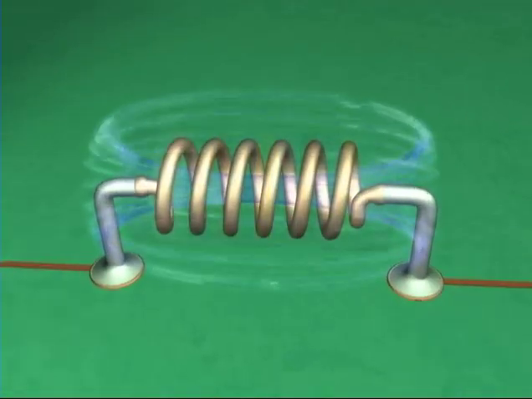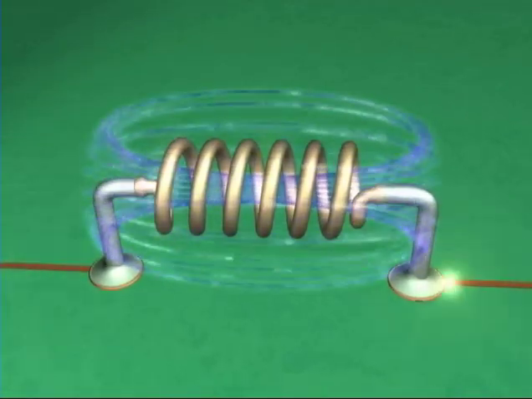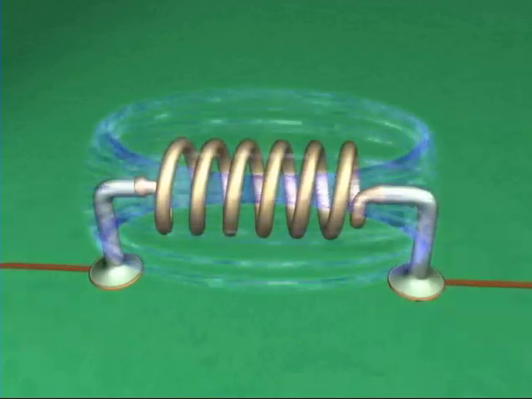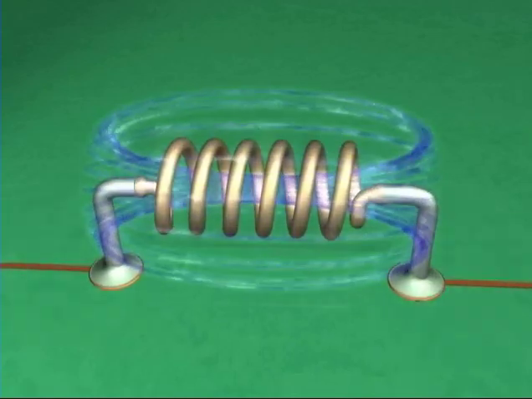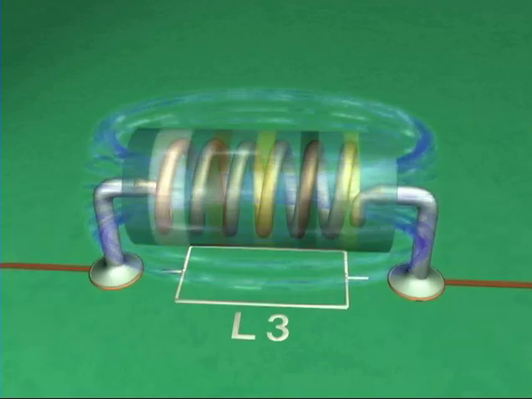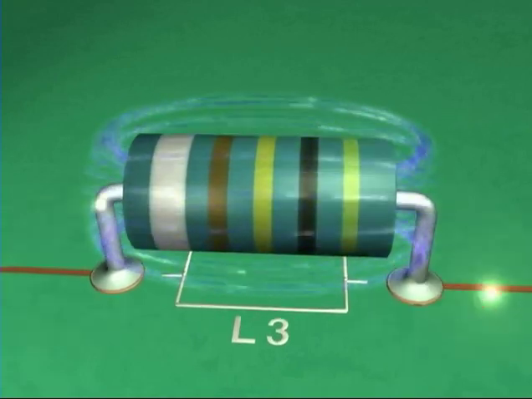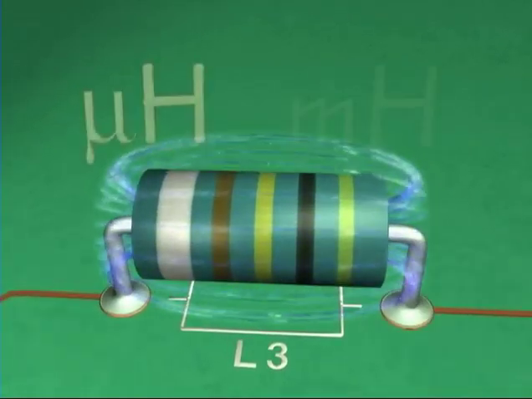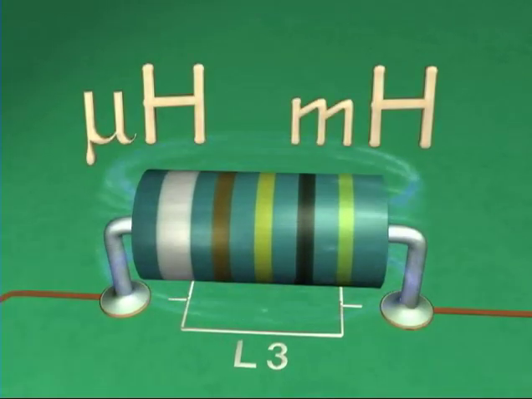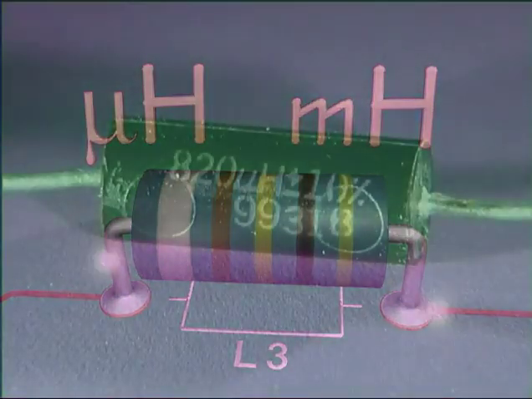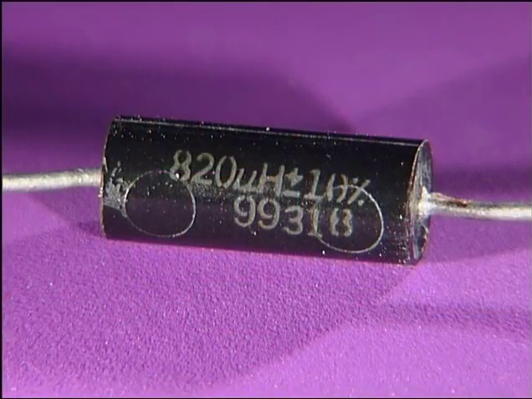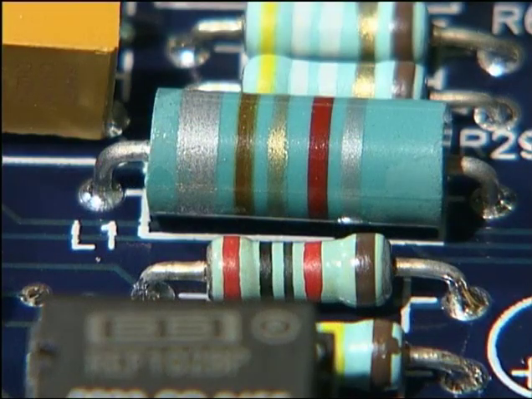Inductors consist of a coil of wire that creates a magnetic field when current flows through the coil. The reference designator for an inductor is the letter L. The magnetic field produced by an inductor is measured in henries, either microhenries or millihenries. The inductor value may be either printed on the body of the component or calculated by decoding the color bars on the component's body into numbers.